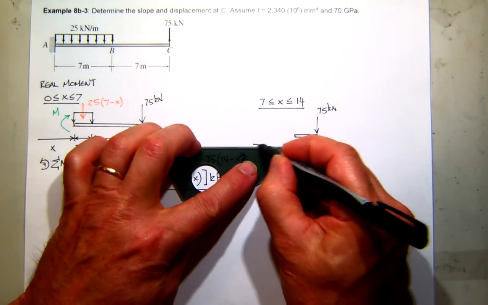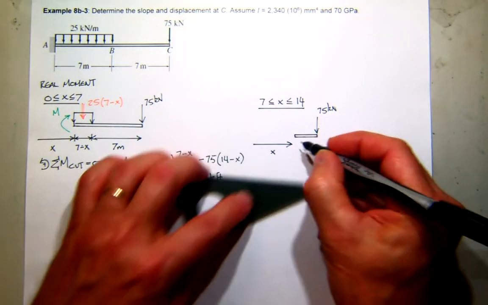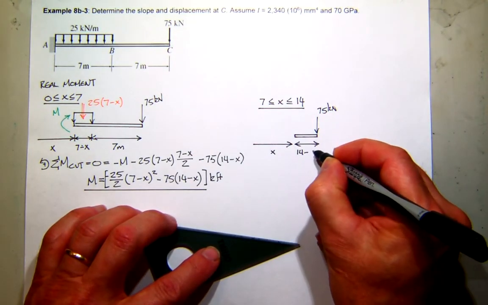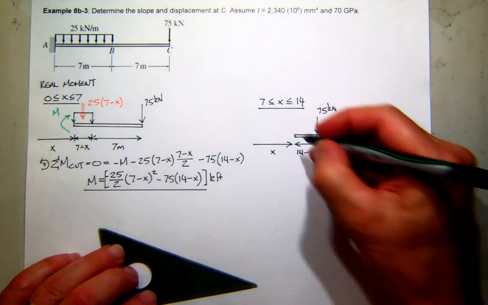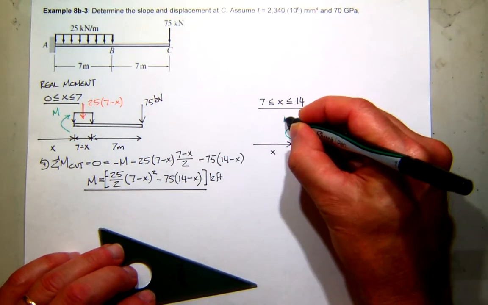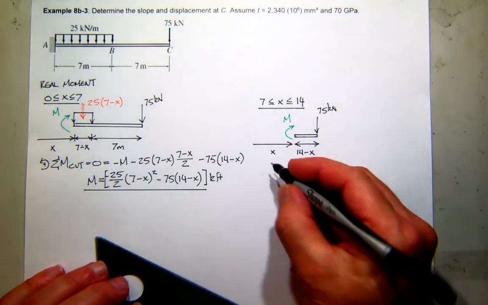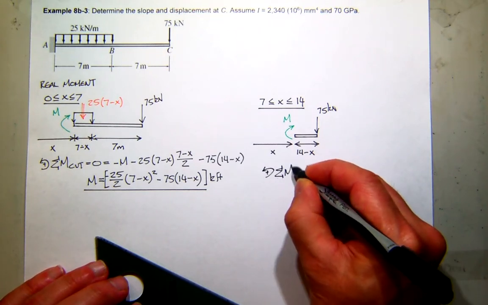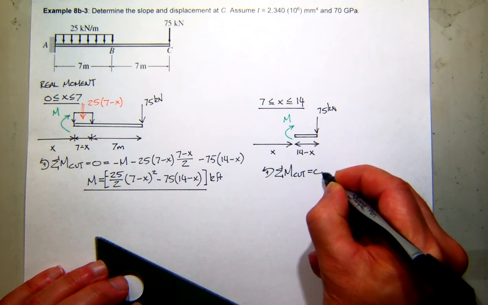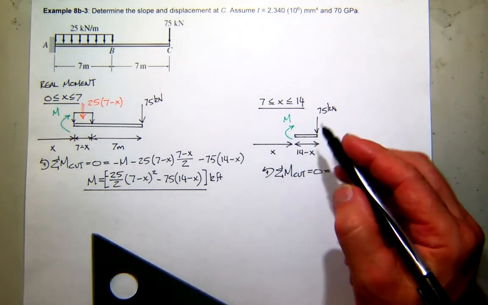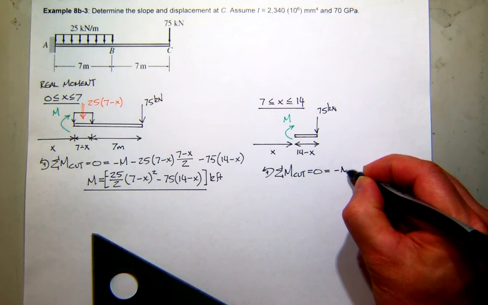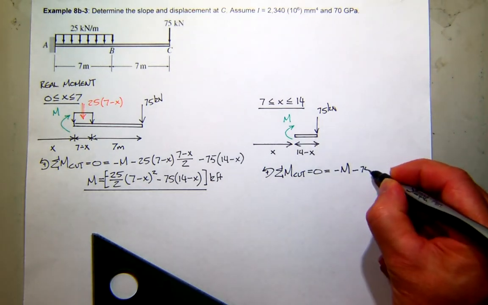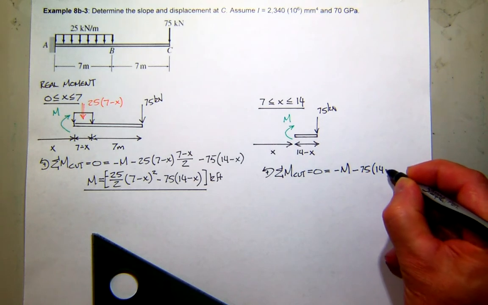So the distance to the cut is x, and the remaining little segment would be the length minus x, which is 14 minus x. And then the interior will have that bending moment. So again, I can sum moments about the cut, set it in equilibrium. So what kind of moment is that? Negative. And the 75 creates what kind of moment about the cut? Positive or negative? Negative. And has a moment arm of 14 minus x.